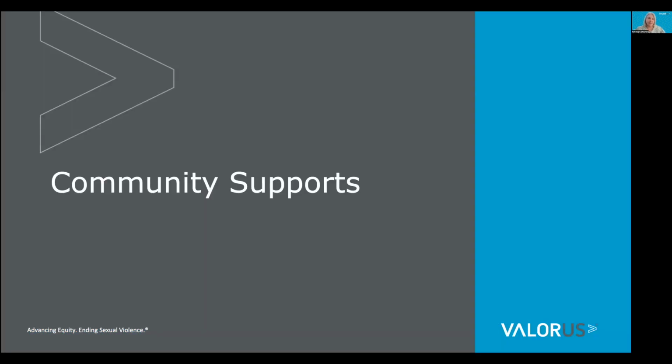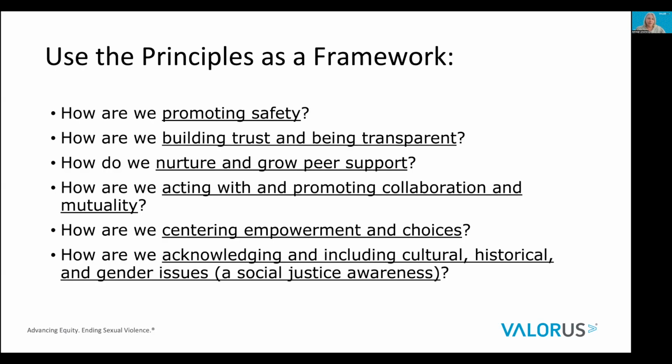We want to spend the last bit of time with you all talking about community supports. One of the ways to put these trauma-informed principles into work is to use them as a framework. We can use this as a framework for ourselves individually, if we're on a team, or if we have leadership roles in our organizations, but it could also be used as a way to decide who we go to for community supports. So I want to offer you these trauma-informed principles as a framework to ask ourselves when we're making decisions, delivering services, or designing programs.